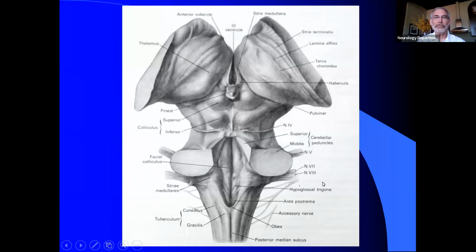And you can see the facial colliculi. You can see the hypoglossal trigone. It's worth pointing out the area postrema, which, as you know, is associated with intense vomiting. And then we have the tubercles of nucleus cuneatus and gracilis, which end the posterior columns and give rise to the secondary neuron heading up to the thalamus as part of the medial lemniscus.